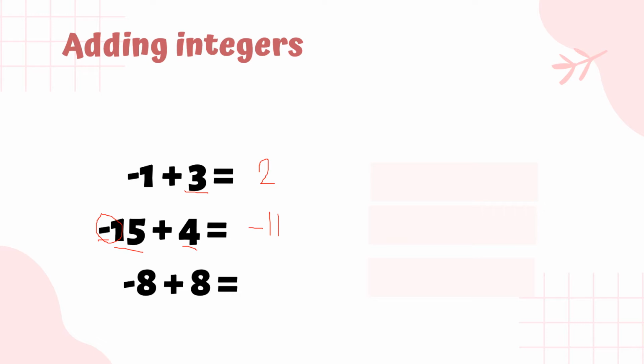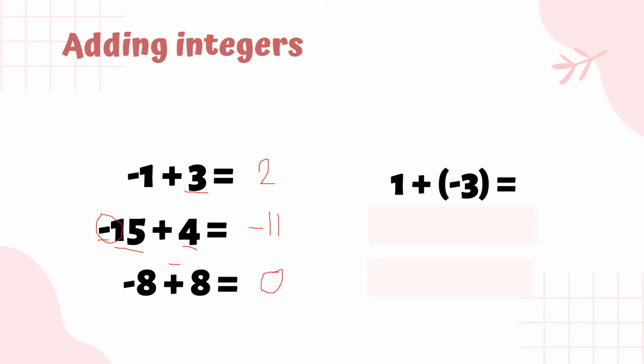Another one, -8 plus 8. So again, they have different signs. The other one is negative, the other one is positive. So we proceed to subtraction. So 8 minus 8 is 0. So notice that 0 is neither positive nor negative. 0 lang po ang ating result.